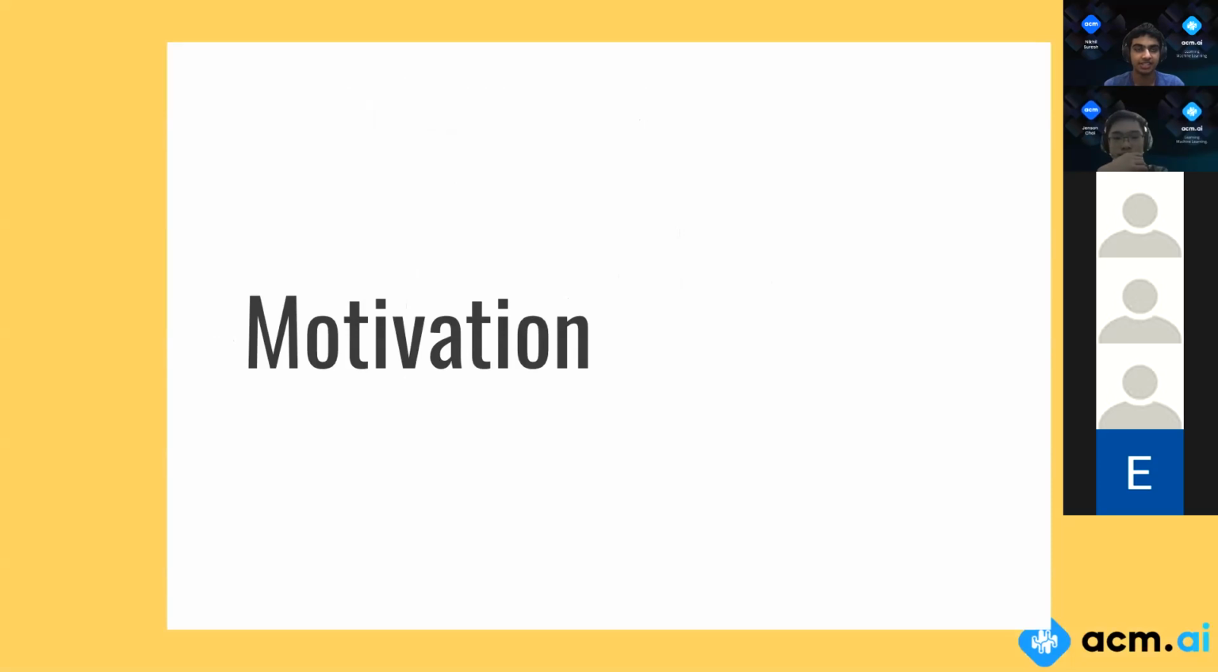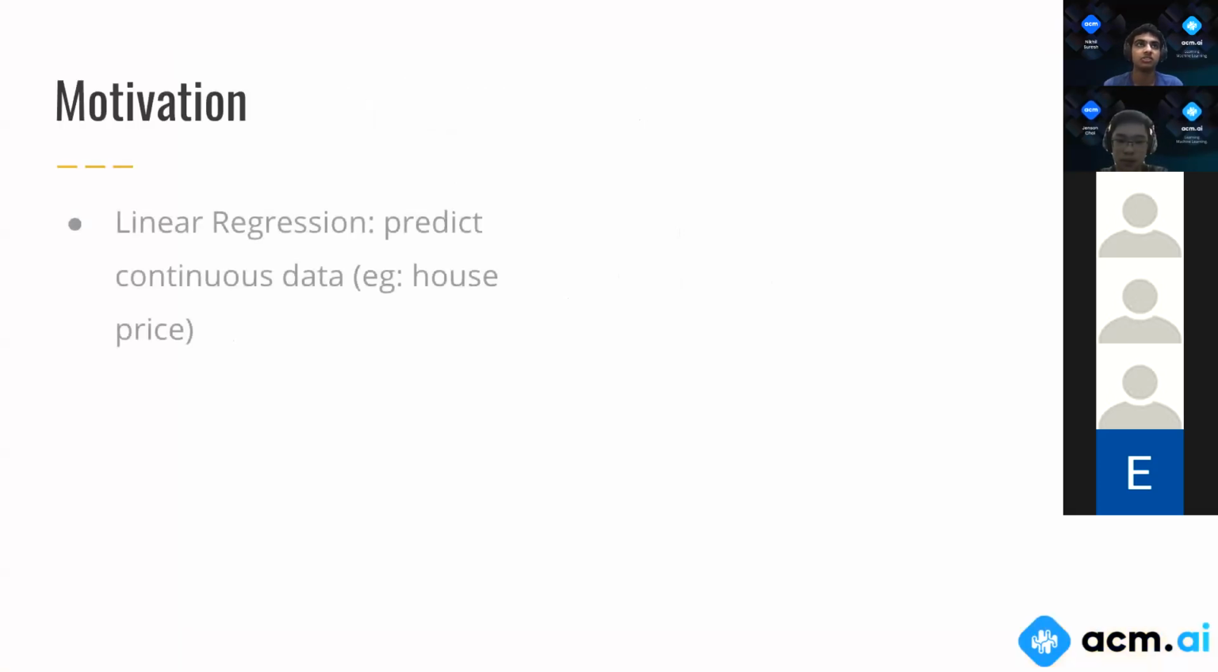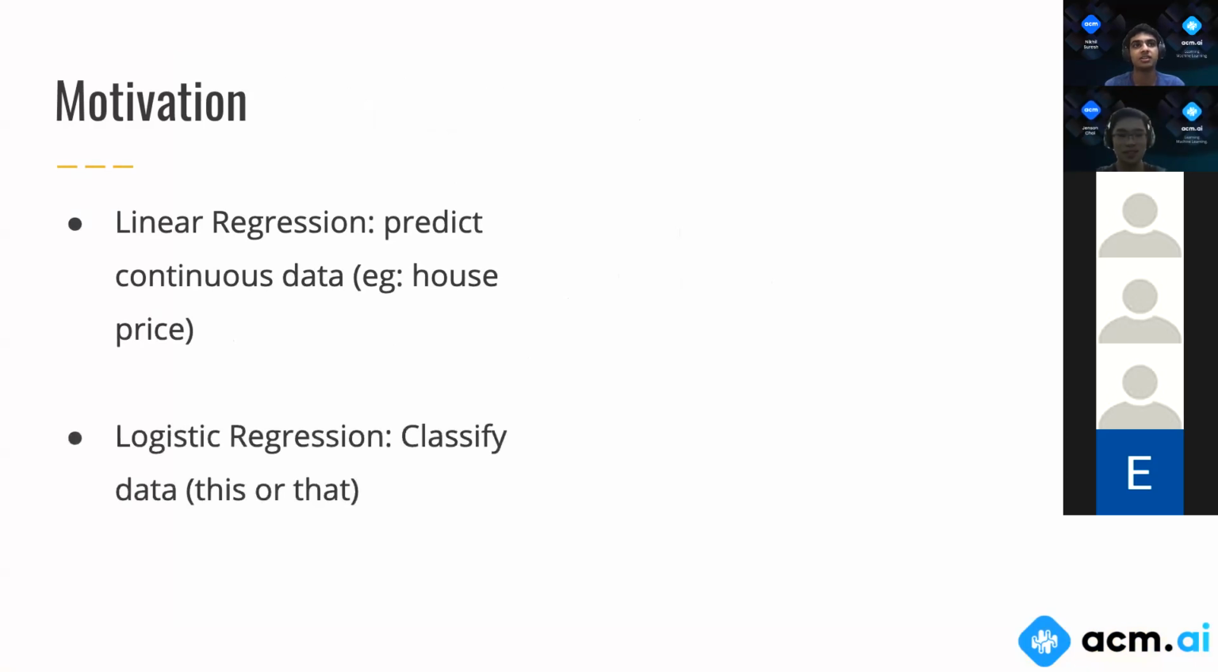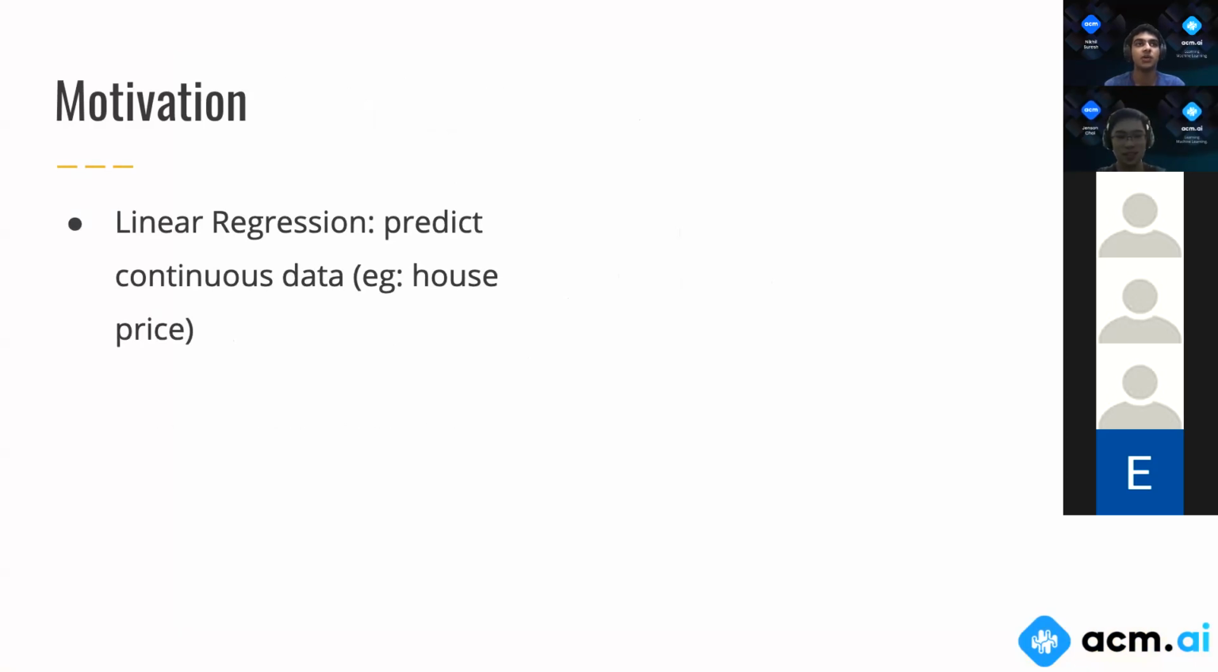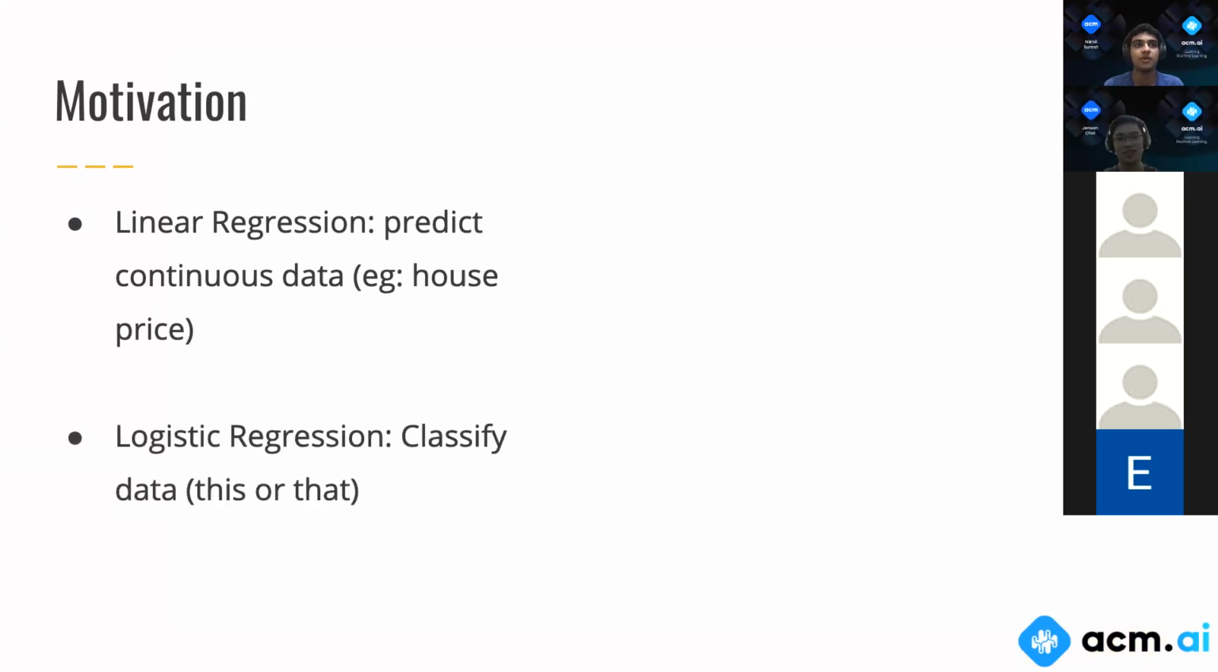So let's get into the motivation behind logistic regression real quick. At the moment in our toolkit, we have linear regression, which is used to predict continuous data. For example, we have house price, but we also want to do classification as well, because that's pretty important. So we have logistic regression, which is basically used to say, is our data point or set of features in class 1 or class 2 or class 3?